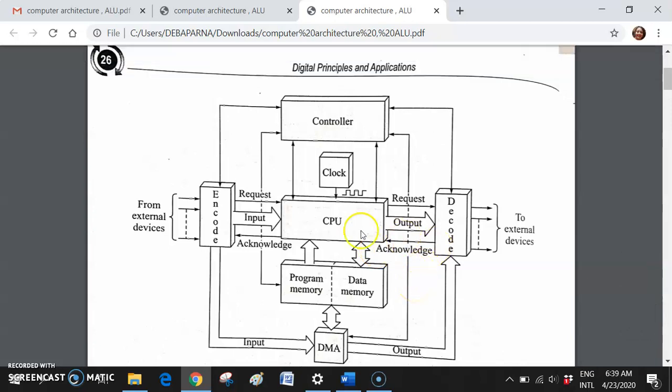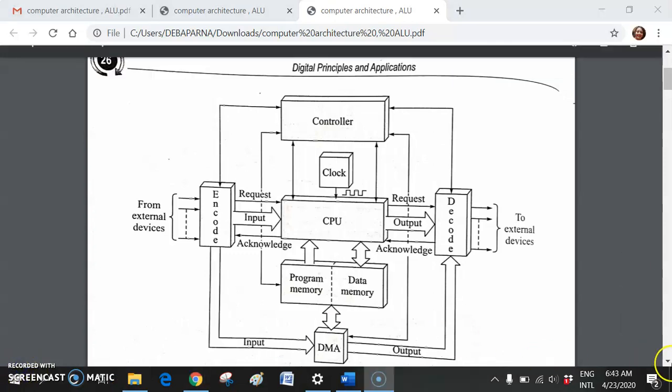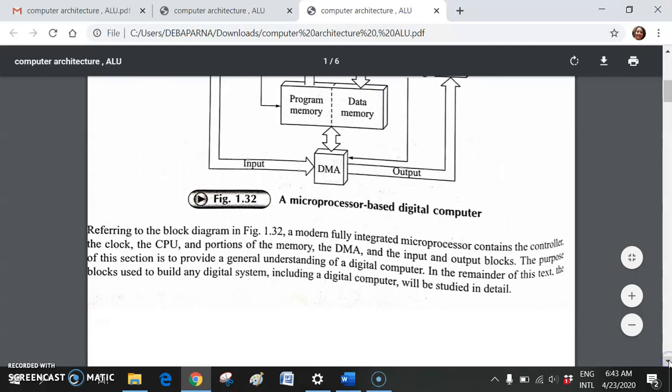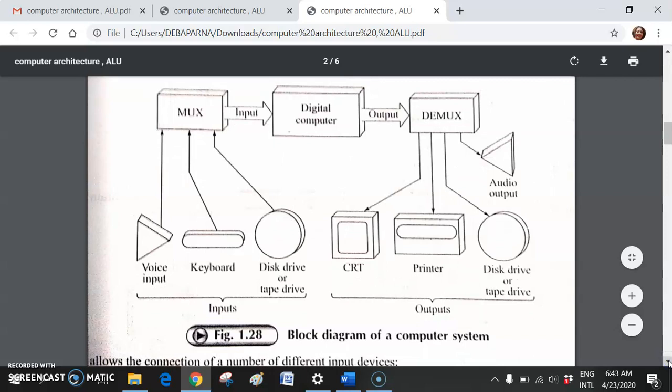So this is all about the computer, that means the architecture of a computer. In this way the computer will work. After that we can move to this one. I already told you about multiplexer and demultiplexer. So many devices are there, connected with the multiplexer. After that it is going inside the computer for processing. Similarly the output.